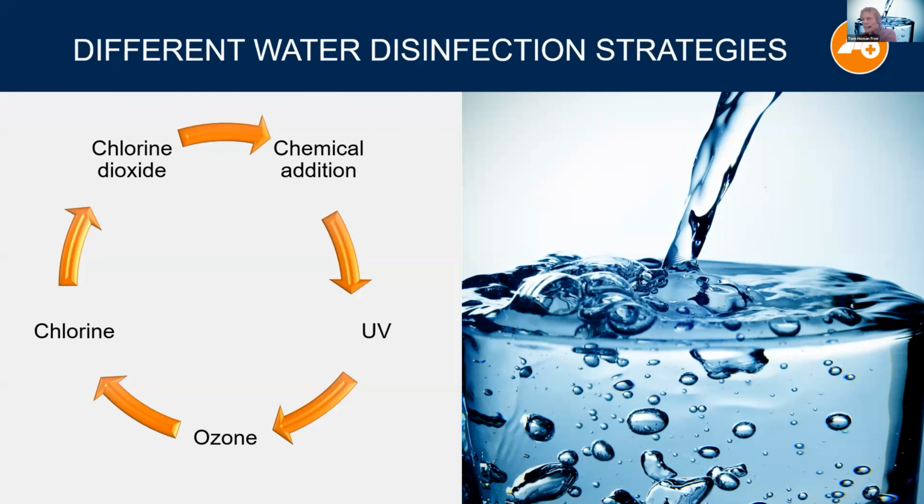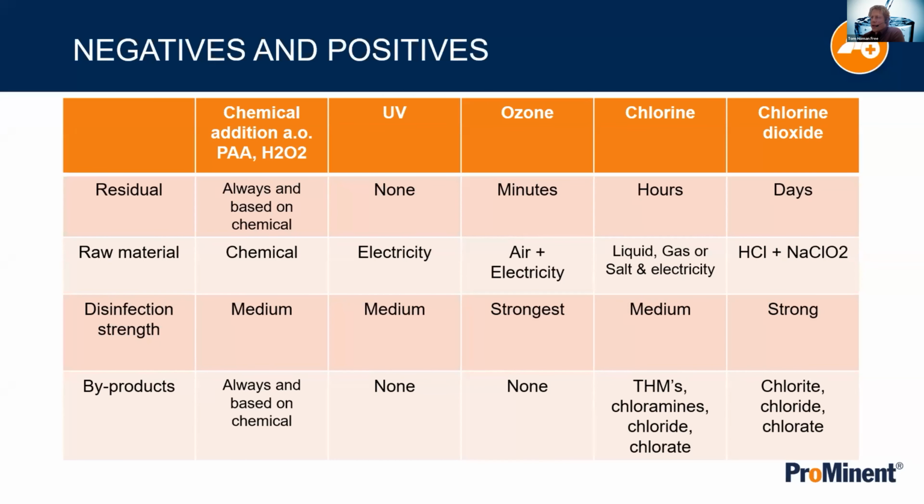So if we look at different water treatment and water disinfection strategies, there's a few ways we can go. We have, for instance, UV, ozone, chlorine, chlorine dioxide, and a whole range of other chemicals that can be added. Now, some negatives and positives on these treatment strategies. If we look at the first row, residual. Do I need a residual?